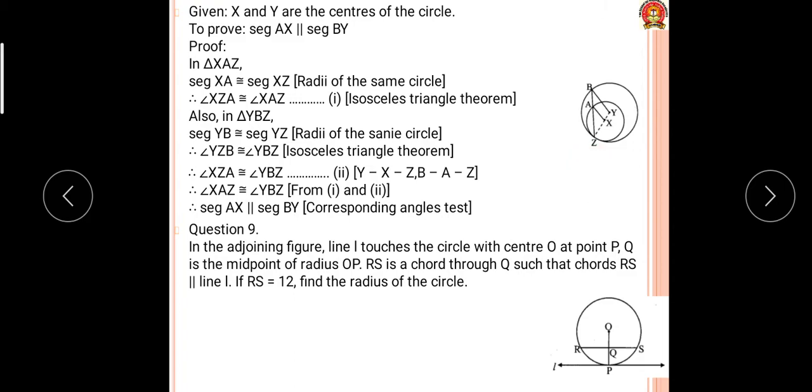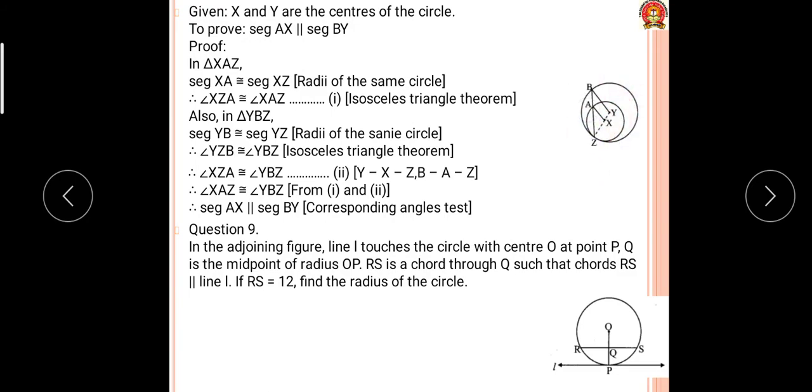in triangle XAZ, this small triangle XAZ, and YBZ. Firstly see XAZ. XA is equal to XZ because they are radii of the same circle. So this triangle is isosceles, and therefore angle XZA is equal to angle XAZ. Similarly, now in triangle YBZ, YB is equal to YZ, is it? And therefore angle YBZ is equal to angle YZB.